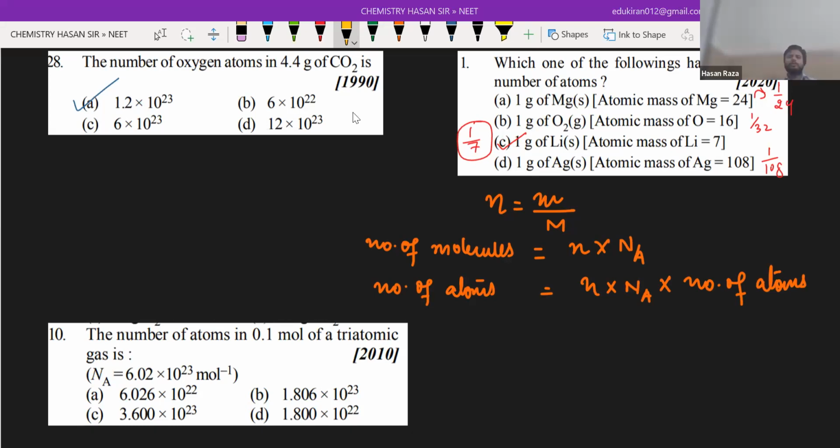Triatomic gas, this means a gas in which three atoms are present. A gas molecule in which three atoms are present.